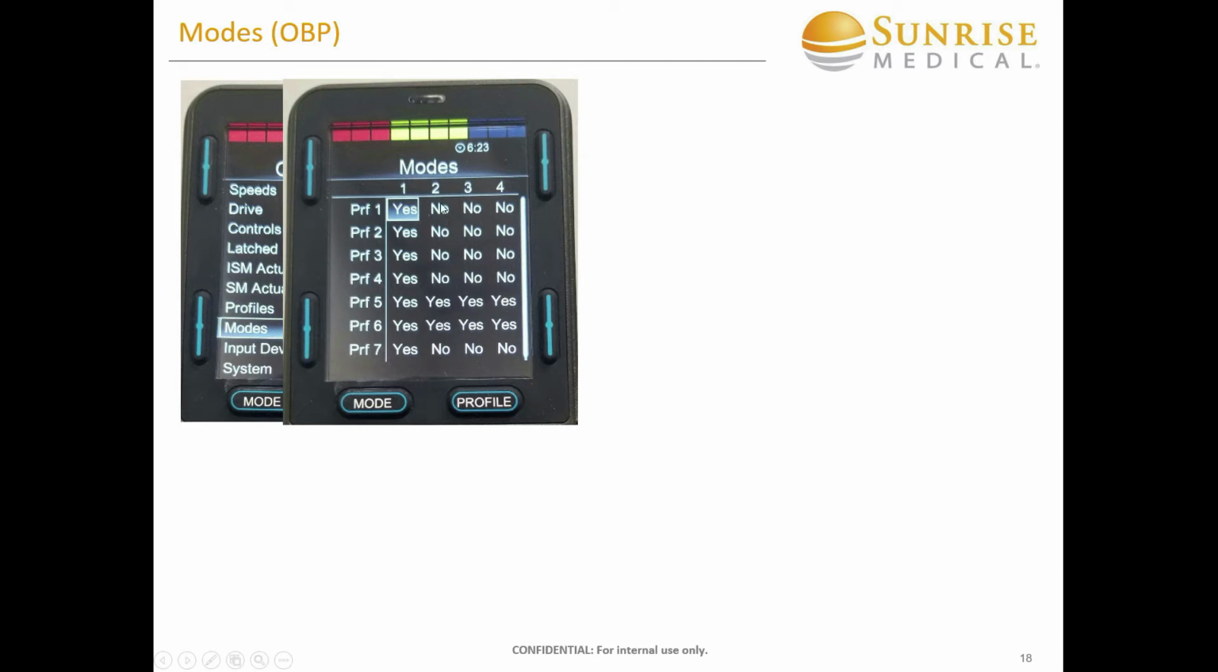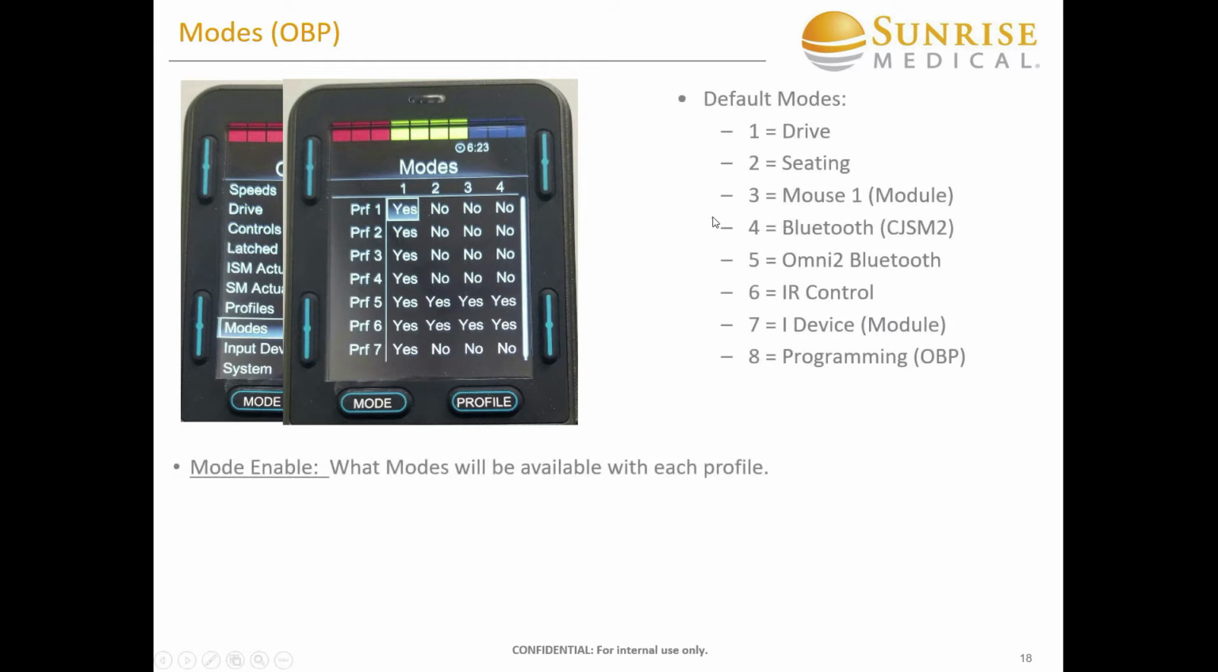Now, why do we do that? Well, we could go in here and set all of these settings to yes. And if we did that, it would mean that when we use the mode profile button or the mode profile toggle switch on the CJSM2, you would have to make additional hits to get around the horn, if you will, to access all of the modes and all the profiles. There would be duplicates set up in there that could be quite annoying. So again, these are your settings.